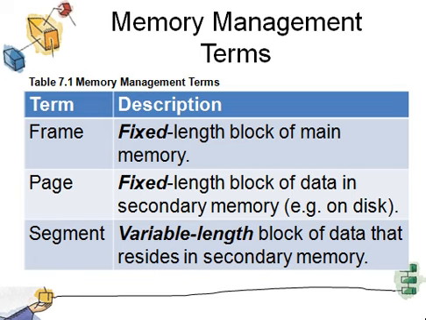Now here is the table showing memory management terms. We will be using these terms. We'll be using the term frame to describe a fixed length block of memory. Page is used to describe a fixed length block of data in secondary memory, that is on hard disk or magnetic tapes. Segment is used to describe a variable length block of data that resides in secondary memory.